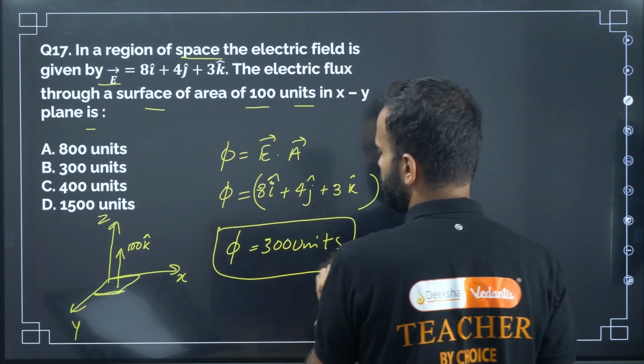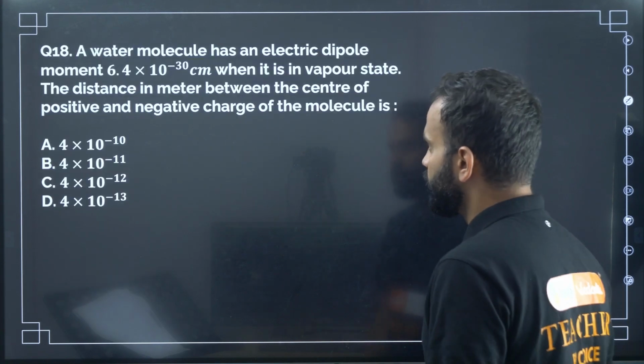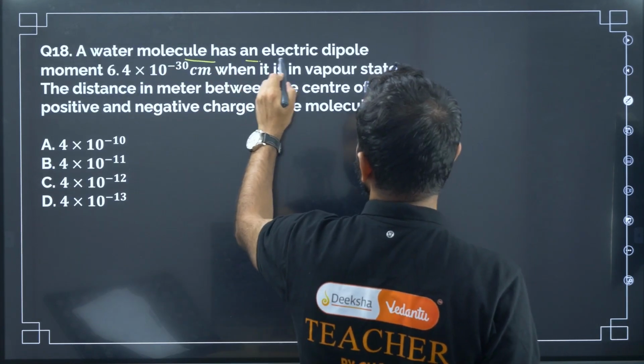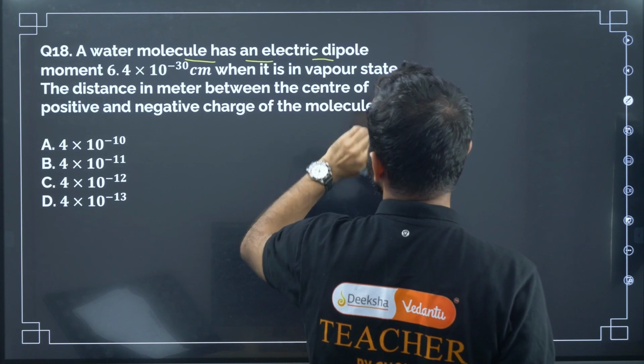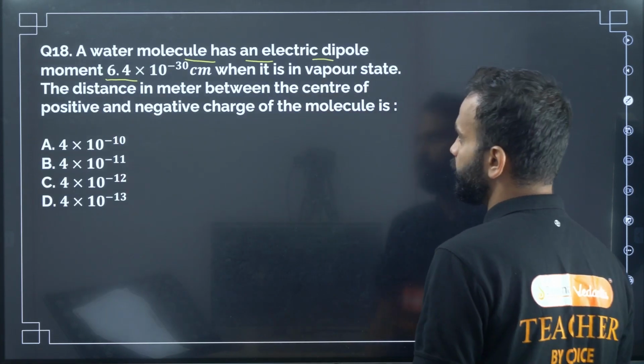So the correct option is B. Okay, yeah. Next question, question number 18. A water molecule has an electric dipole moment 6.4 into 10 to the power minus 30 centimeter.